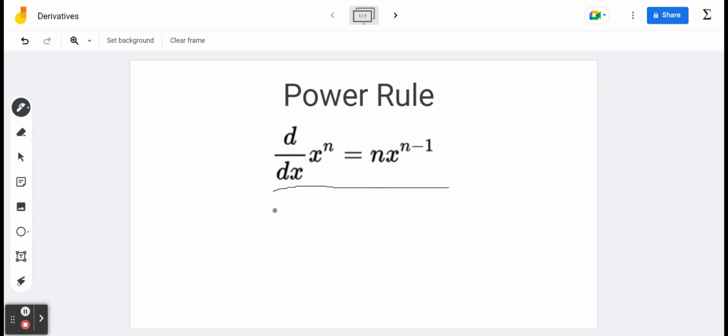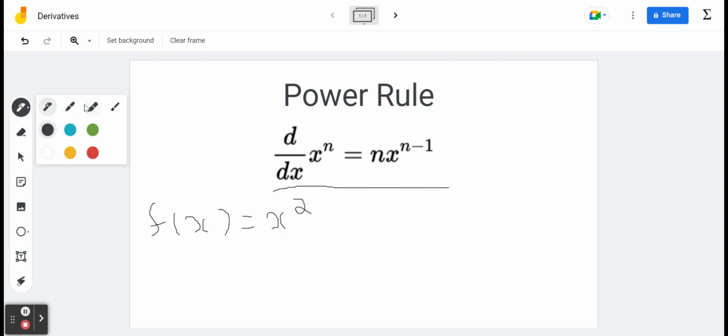So let's take an example. Let's say f of x equals x squared. Given that f of x equals x squared, how can we take the derivative? According to our formula, we're going to take our exponent and bring it down like this. And notice how we have n in the front as our coefficient, and then we're going to subtract the exponent by 1.